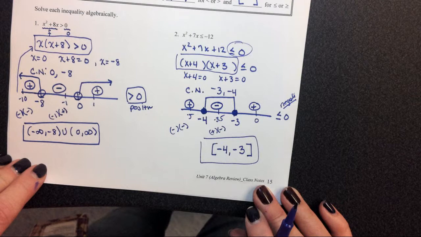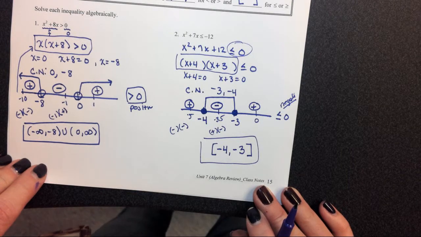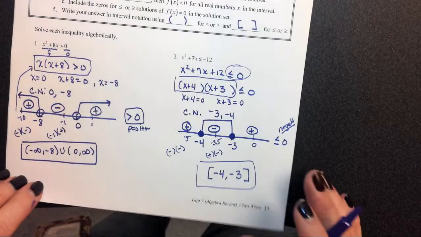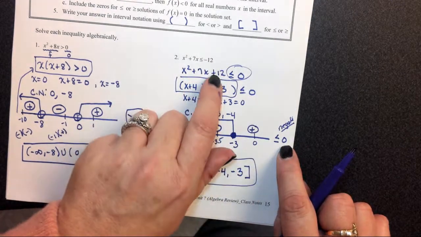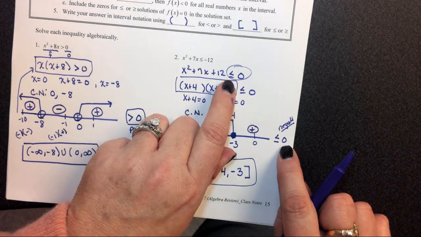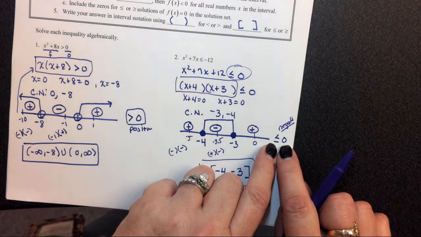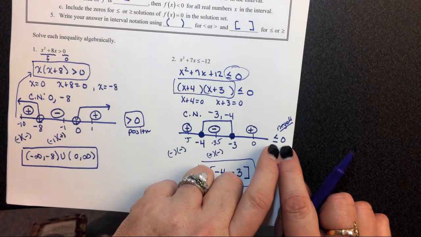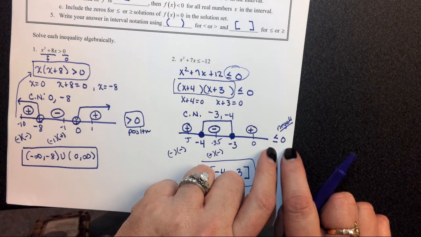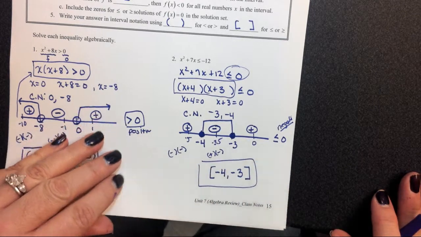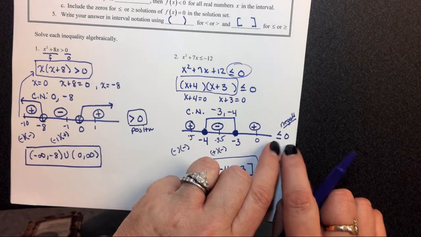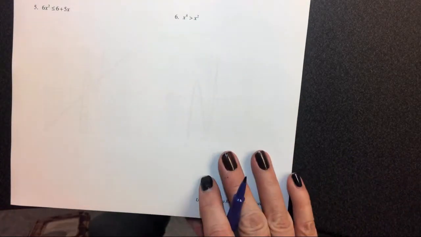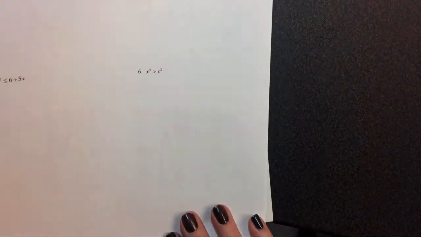Questions on that one? Why am I looking for negatives? Because it's less than 0. That's why I wrote less than 0 next to my number line. Numbers less than 0 are negative. That's why you write right next to your number line what you are looking for, less than 0 or greater than 0, so you know exactly what you're looking for. All right, we'll come back to number 3.